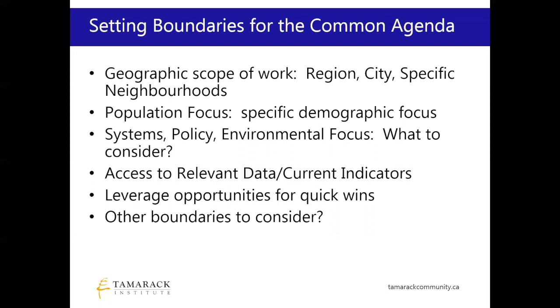Are you going to work on systems change, policy change, or environmental change? What's the focus that you want to consider in that area? Do you have data that informs the work? And are there already current indicators that you can draw upon that will help you focus your work and will be important in terms of scoping the common agenda? Are there opportunities for quick wins? And then always, are there other boundaries that are specific to your community that you need to consider? These are just some high-level boundaries, and you might add some specific boundaries for your community to this list.